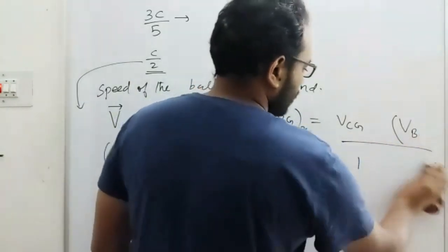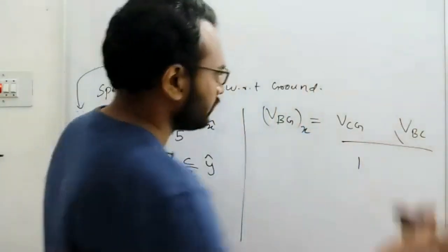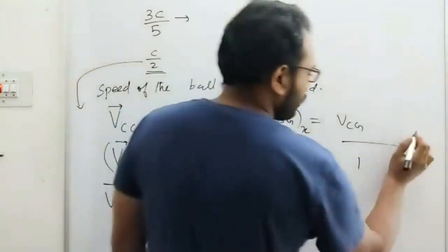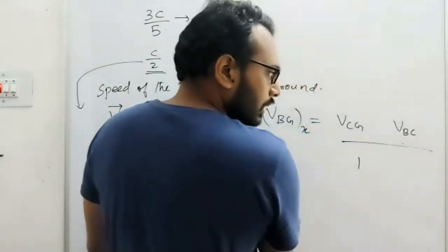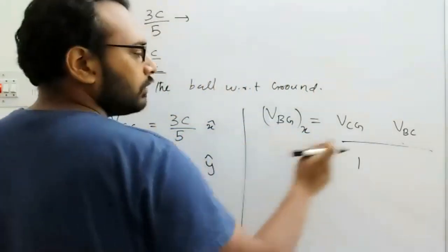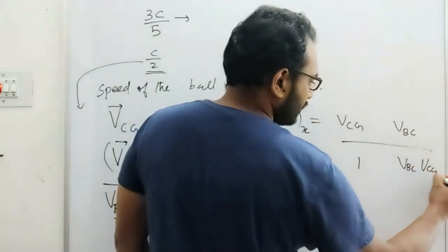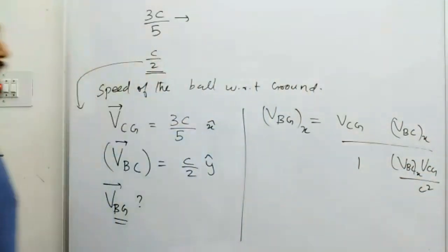The velocity of the ball with respect to the car. Just give me a moment. We need to find the velocity of the ball with respect to the ground, the x component. What we know is the velocity of the ball with respect to the car, the velocity of the car, and then you would have V_BC V_CG, the x components, divided by c squared. These are the things involved here. So you tell me whether it's a plus or a minus over there.